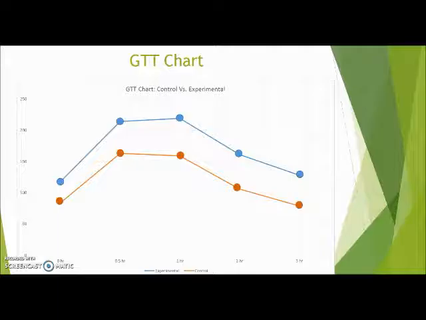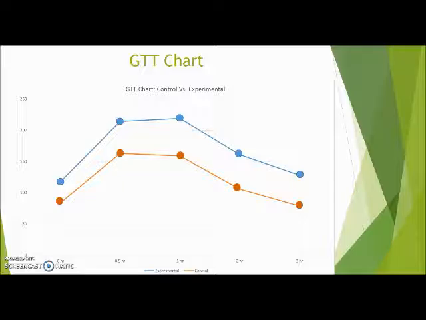So next, going back to our glucose tolerance test, here is our chart showing the difference between our controlled rat and our experimental. In the orange, you can see our controlled rat, and in the blue is our experimental. As you can see, in our experimental rat the glucose increased, but then it started to decrease like our controlled rat did, but the levels were still higher.